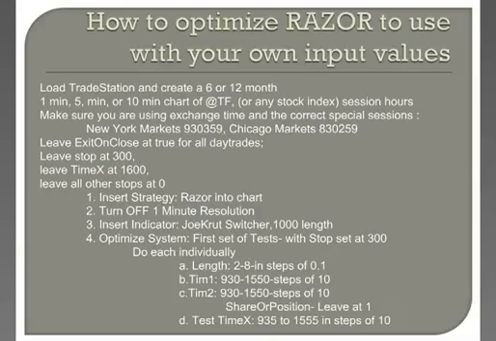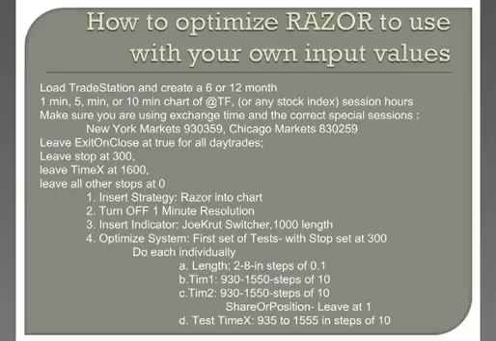Now, this is a checklist on exactly how to optimize Razor using your own input values. If you don't want to use my input values, that's fine. You can kind of roll your own tobacco. You load TradeStation, you create a 6 or 12-month, 1-minute, 5-minute, 10-minute chart of the Russell or any stock index. Use session hours. Make sure you use an exchange time and the correct session. New York markets, I use 9:30, 3:59. Chicago markets, which is most of the indexes, it's 8:30, 2:59. Leave the exit on close true for all day trades.